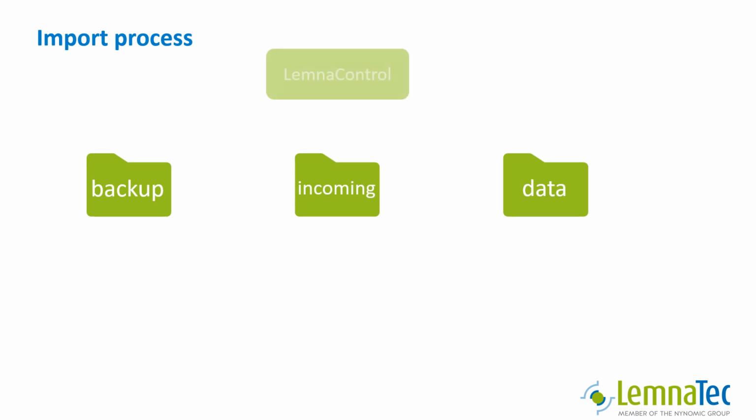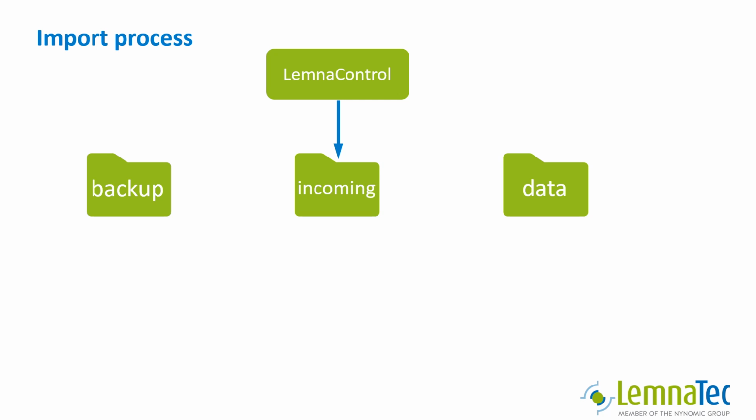If Lemna control records images, these are buffered locally on the control PC. Once the recording is securely finished and the LemnaTec data folder is available, these data files are copied to the incoming folder. This may take a couple of minutes to make sure that all files are written and copied completely.